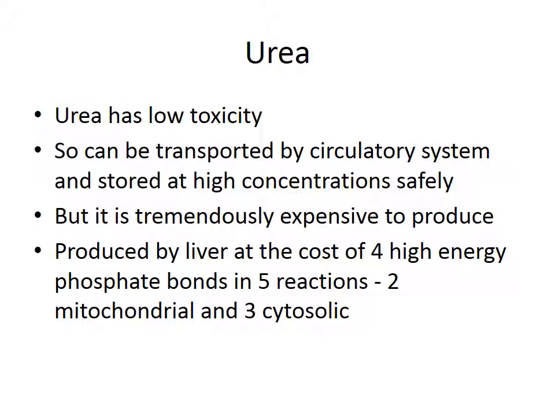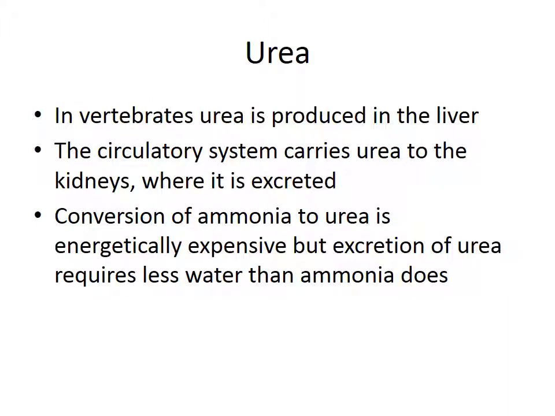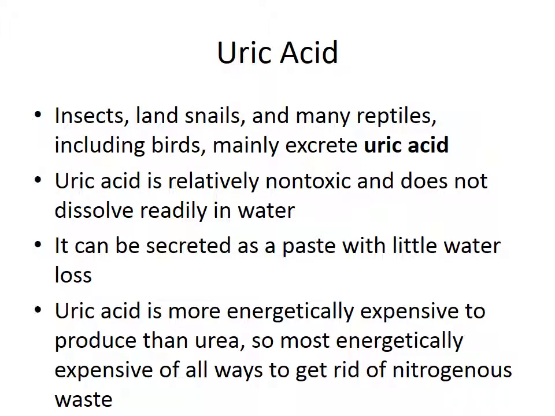However, it's tremendously expensive to produce, to join one molecule of ammonia to one molecule of carbon dioxide. But it is produced by the liver at the cost of 4 high-energy phosphate bonds and 5 reactions. 2 of the reactions are mitochondrial, and 3 of the reactions are cytosolic. In vertebrates, urea is produced in the liver. The circulatory system carries urea to the kidneys from the liver, where it is excreted. Conversion of ammonia to urea is energetically expensive, but excretion of urea requires less water than ammonia would. So it's the better of the two evils.